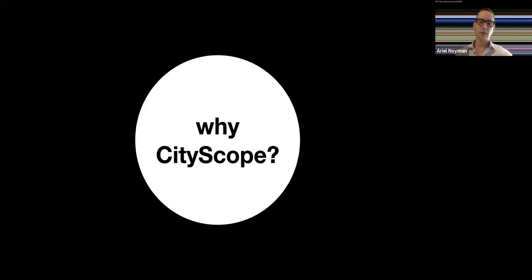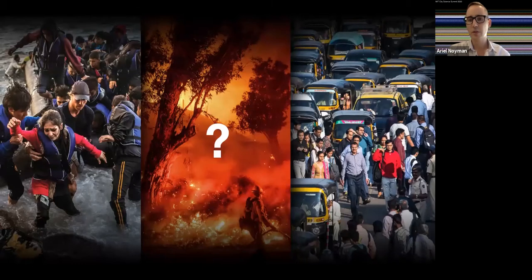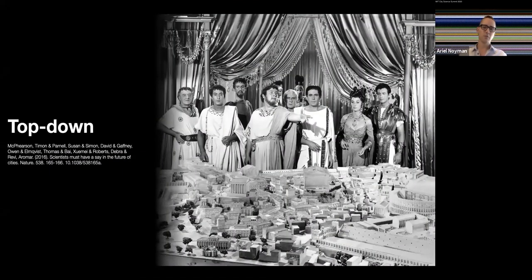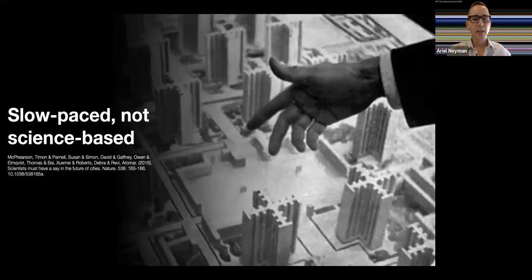Before I start to explain what CityScope is, I want to explain why we actually need CityScope. We know that many of the challenges facing cities nowadays, whether it is immigration, climate change, pollution, congestion, they all basically change the way we live and behave in our cities. But the mechanisms for planning and decision-making in our cities don't really follow those notions. They're very much top-down in many cases. They tend to be slow-paced and not very evidence-based, more kind of the zeitgeist of the planning at that moment in time, but not necessarily answering the actual questions.